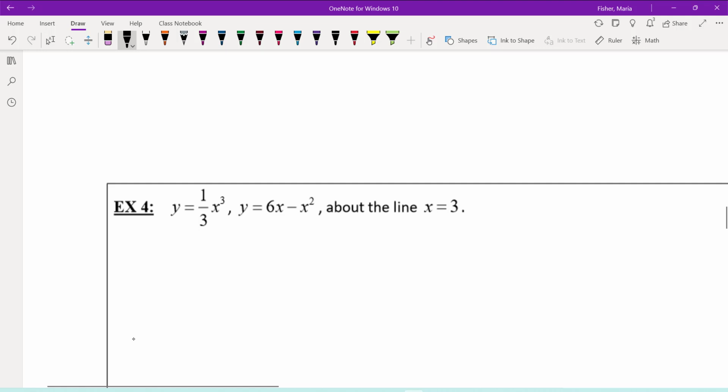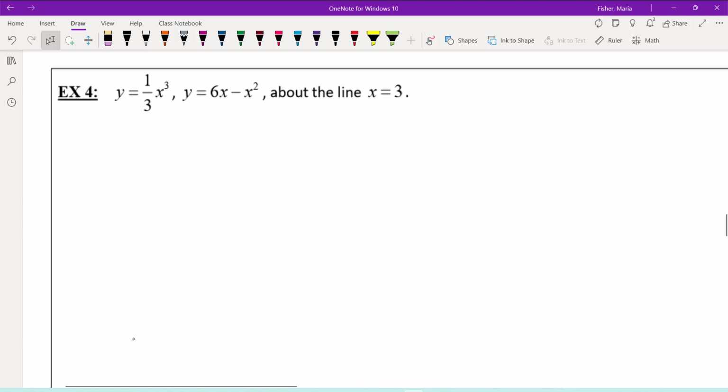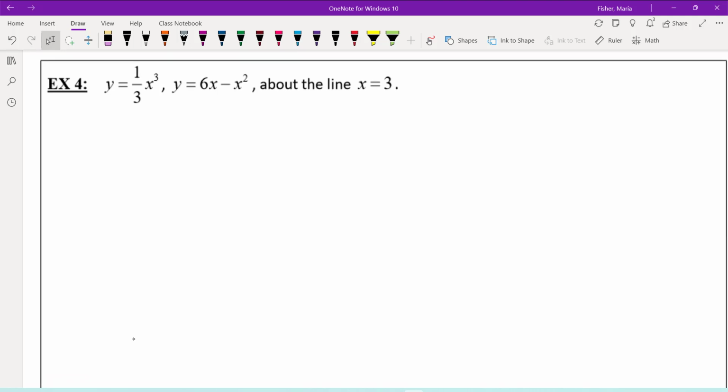Let's look at the next example. We have y equals 1/3 x cubed, y equals 6x minus x squared, and we're going to be rotating this about the line x equal 3. Well, x equal 3 is vertical. Since that's vertical, we know that we have to integrate with respect to x. So I'm going to go ahead and complete the square on this guy here and draw that parabola first. And then after I do that, I'll handle the y equals 1/3 x cubed.